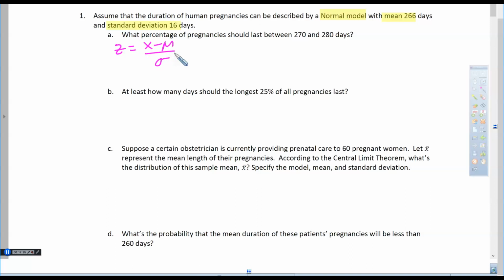Part B, still no sample size, but then part C says, suppose a certain obstetrician is currently providing prenatal care to 60 pregnant women. So this is now a sample. And because I have a sample, this now tells me this is a sampling distribution. So then you would have to check your 3 conditions.